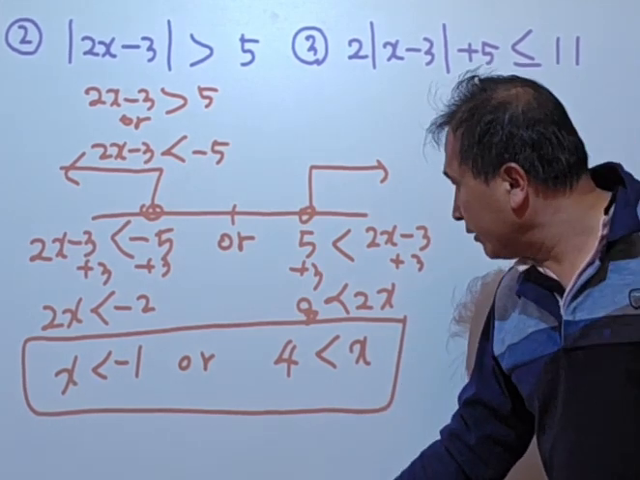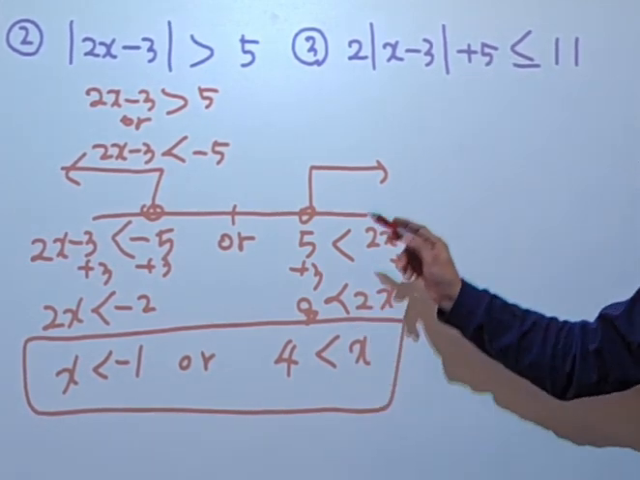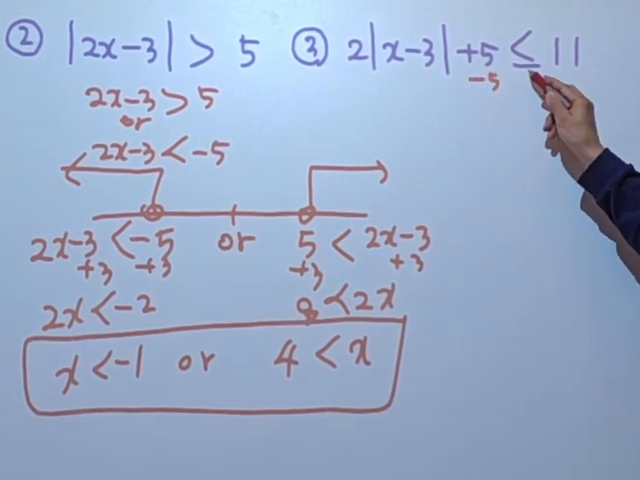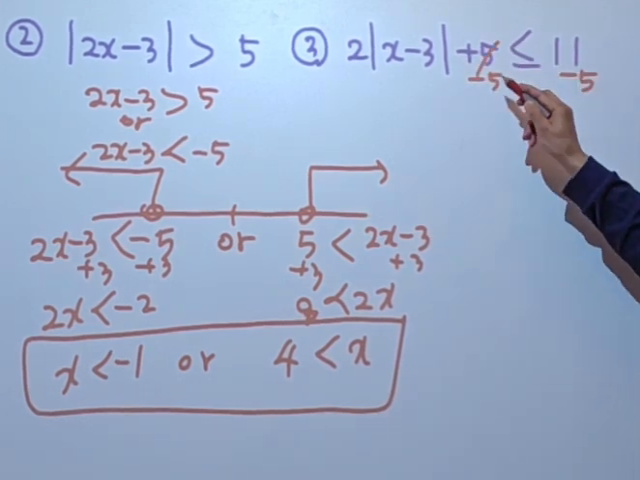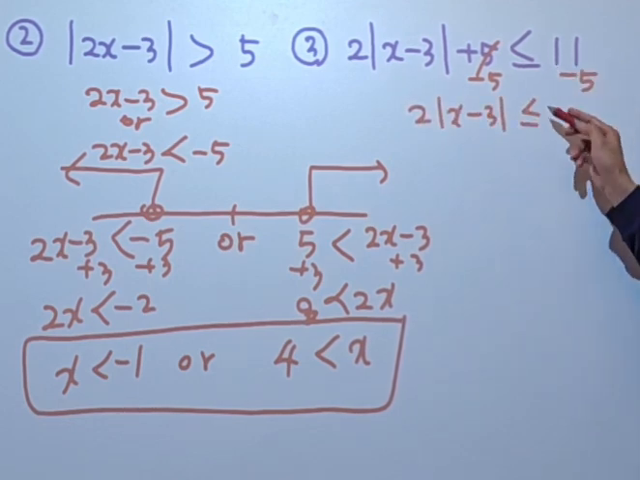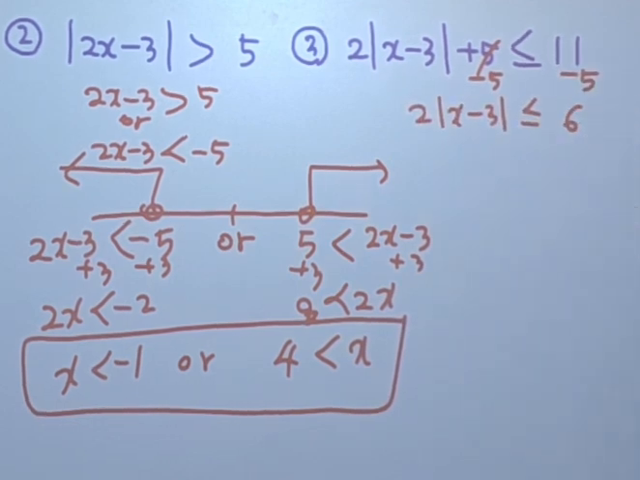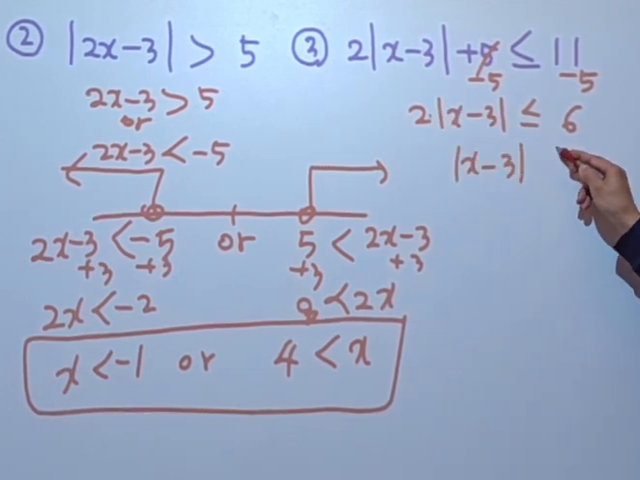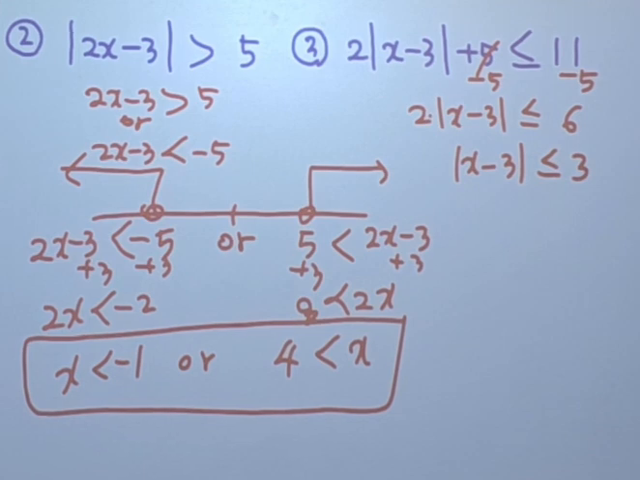Okay, and this one, to solve it you need to isolate the absolute value first. So I'm going to subtract 5 here, subtract 5 here. So that means 2 absolute value of x minus 3 is smaller than or equal to 6, right? So I'm going to divide by 2. So absolute value of x minus 3 is smaller than or equal to 3.